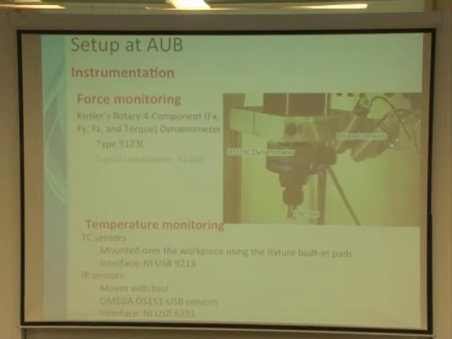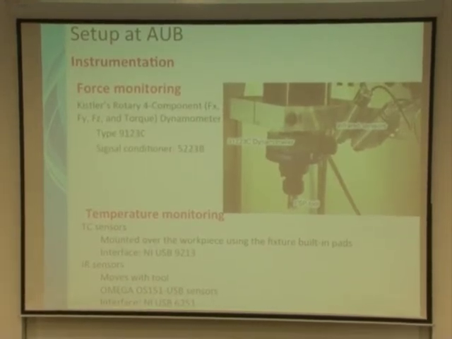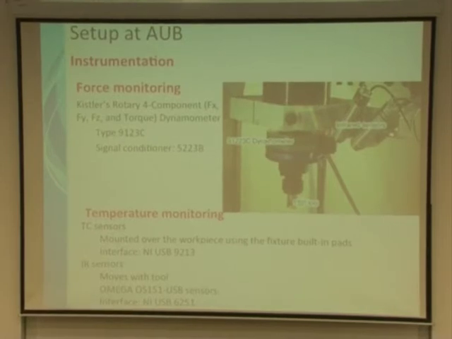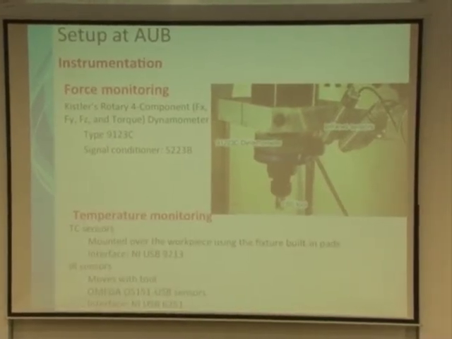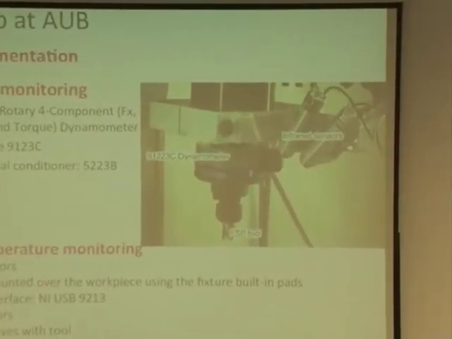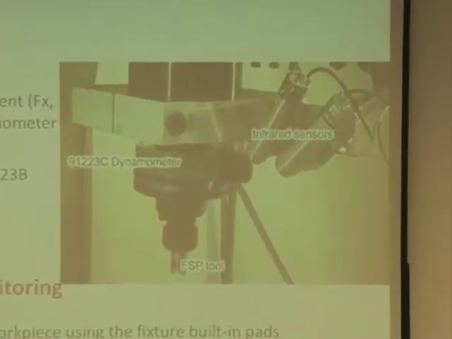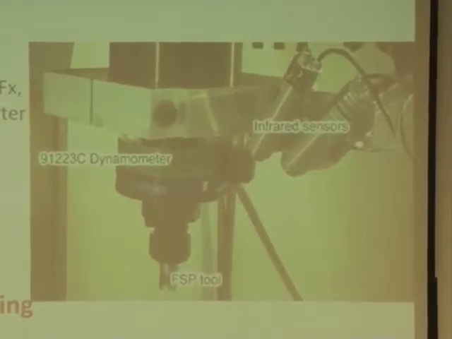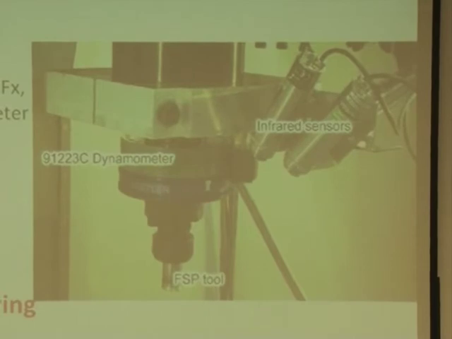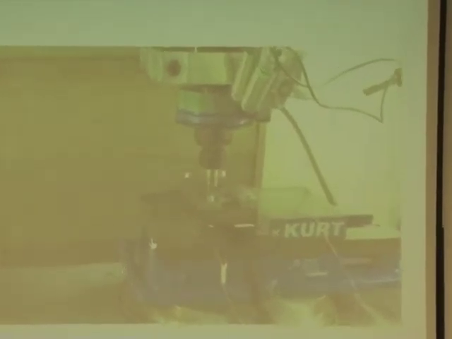This is set up. Basically, we have a lot of force sensing. We have 2 Kistler dynamometers, one rotating, one fixed. We have temperature monitoring, with thermocouple sensors. We also have infrared sensors as well, which has been a wonderful thing, that they're all instrumented. We have a lot of good data from that setup. Let me see if I can just play this video for you. It's a quick video that illustrates the process as well.